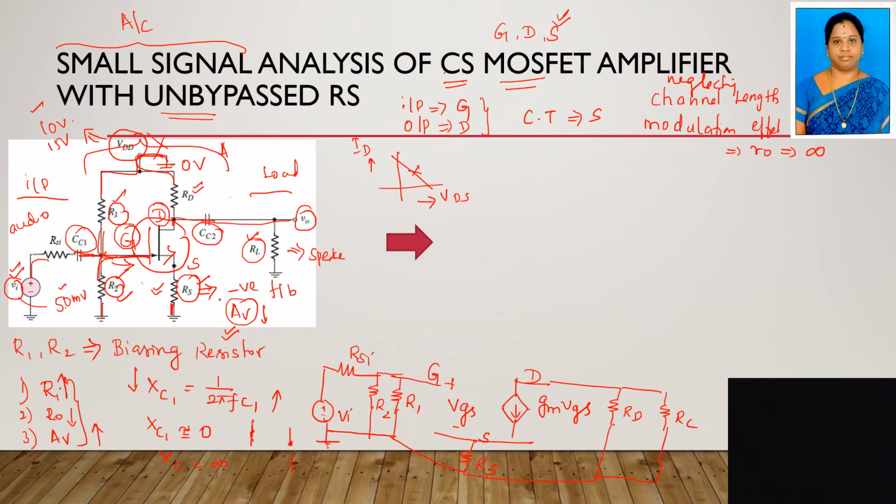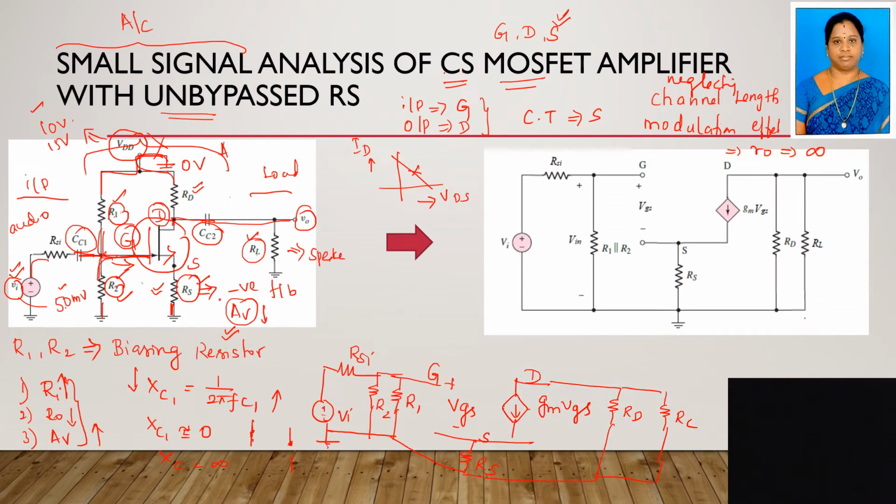You can see the diagram. This is your equivalent diagram, the small signal equivalent. I have explained how to draw this, right? So in this, we are going to calculate first the input resistance, the output resistance, then we are going to see the AV.